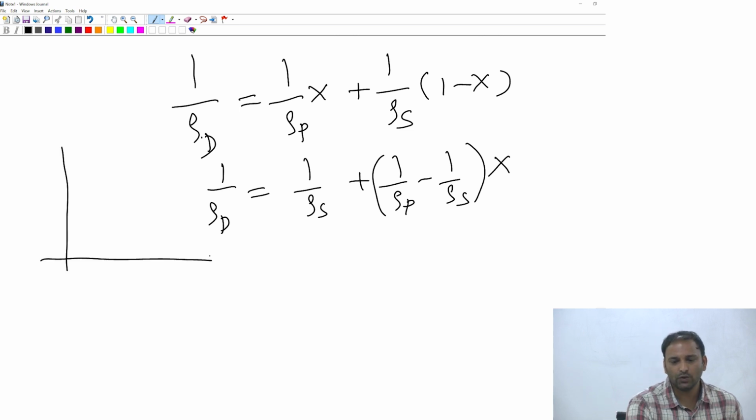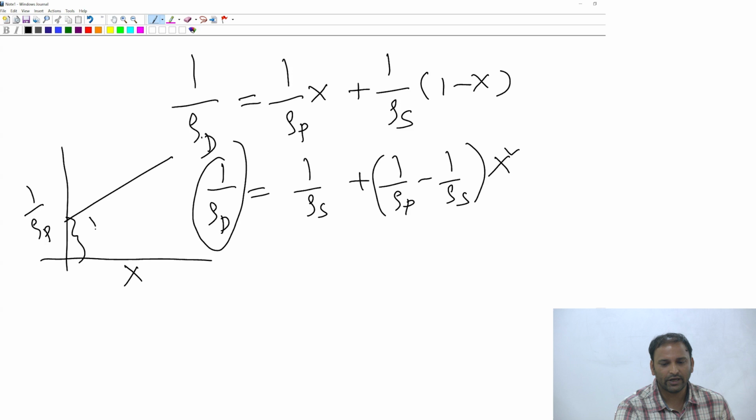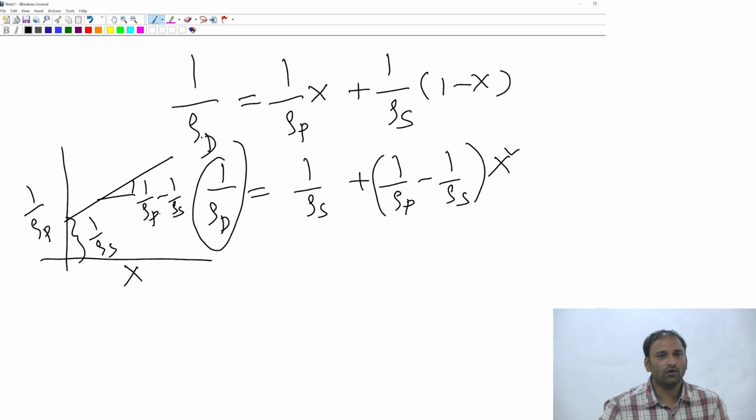What this tells you is that if I have a way of measuring 1 over rho D, that is the dispersion density, as a function of mass fraction, you will get a straight line where your intercept is going to be 1 over rho of solvent and your slope is going to be 1 over rho P minus 1 over rho of S. Therefore, just by measuring the intercept and the slope, I can calculate the density of the particle. This is a simple solution densitometry route.